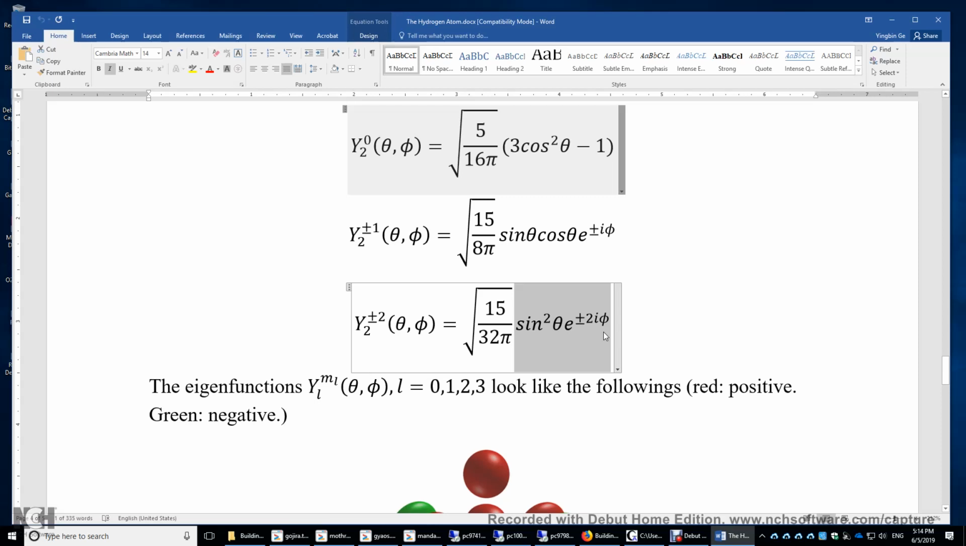two other d orbitals. These two functions are associated with dxy and dx squared minus y squared. Again, dxy is proportional to x and y, of course, and x is proportional to sine theta cosine phi, y is proportional to sine theta sine phi.